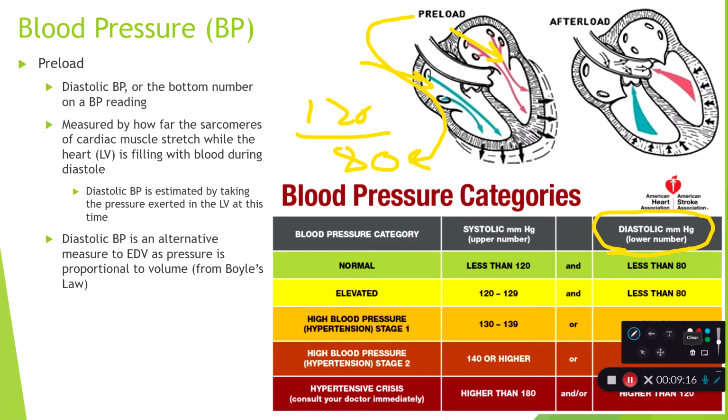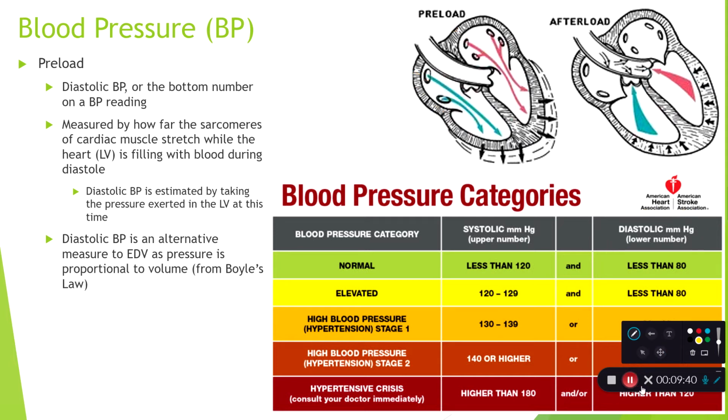In terms of overall health, this is the more important number because this one tells us how well our heart can actually relax. The higher your bottom number, or your diastolic number is, the worse off you are because it essentially says your heart is under constant high pressure.